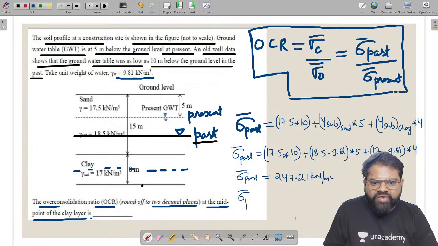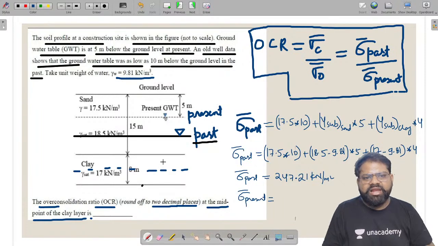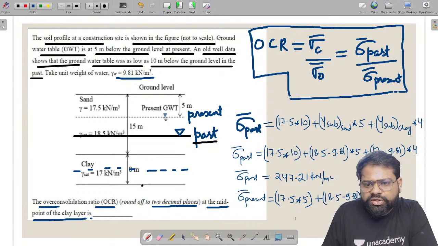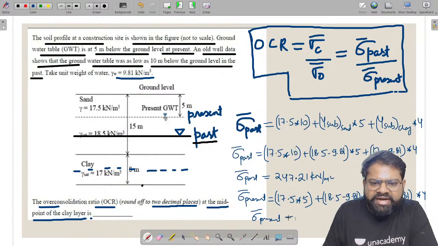Similarly, if you try to find the present value at the clay layer, the water table is here. So what will you write? The total stress above the water table, 17.5 multiplied by 5, plus gamma submerged, 18.5 minus 9.81. How much depth of sand is submerged? It is about 10 meters, so you multiply it with 10 meters, plus gamma submerged of clay, that is 17 minus 9.81, multiplied by 4. On calculating, the present effective stress at the clay layer comes out to be 243.16 kilonewton per meter square.